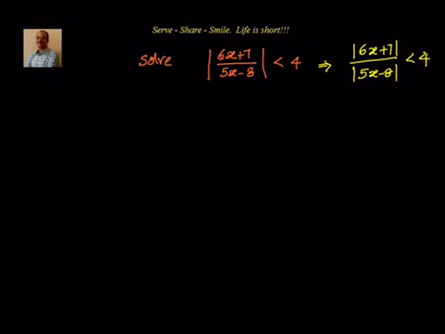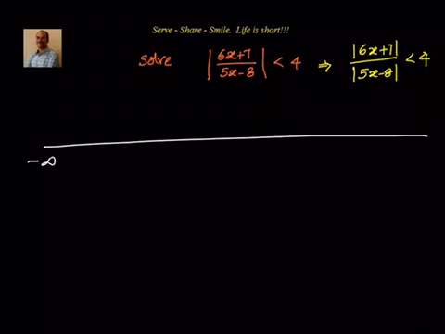To solve this problem, we will take the number line and divide it into three parts in such a way that we can find out the absolute value of each of the functions given, that is numerator and denominator. So let's take a number line. Let us say this is our number line. We have minus infinity to infinity.